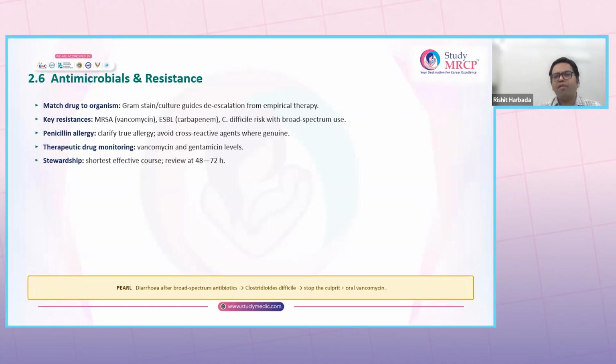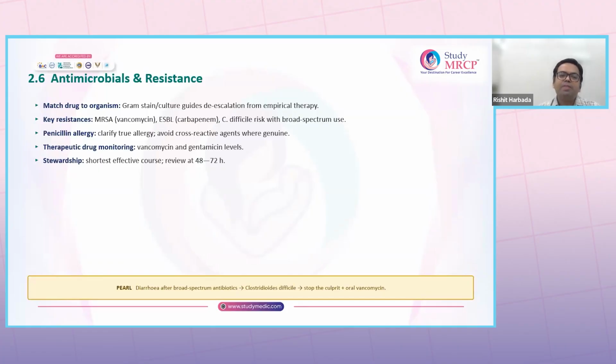We all know that because of rampant use of antibiotics, a lot of resistance has now happened. One of the key resistances is MRSA, that is methicillin-resistant Staphylococcus aureus. Here the mechanism is through the mecA gene. It affects the penicillin binding protein 2A, and this makes the beta-lactams ineffective. The treatment of MRSA is going to be linezolid, clindamycin, and doxycycline. In severe infection, you can give daptomycin, teicoplanin, and you can give vancomycin also. So daptomycin or vancomycin only in severe cases.